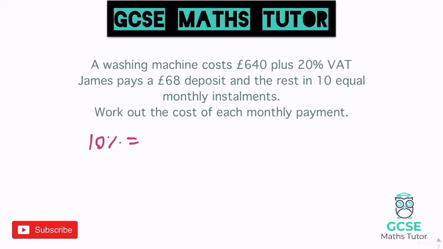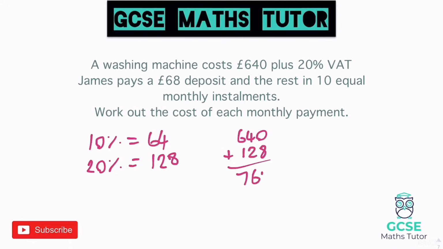So we'll work out 10%. 10% is £64. 20% will be double that. So double that is £128. So that's the extra amount he's got to pay for VAT. So if we add these together, 640, add 128, we get £768. Now it says he's going to pay a £68 deposit, so let's take that £68 off because that's what he pays right at the start, and that leaves us with £700.